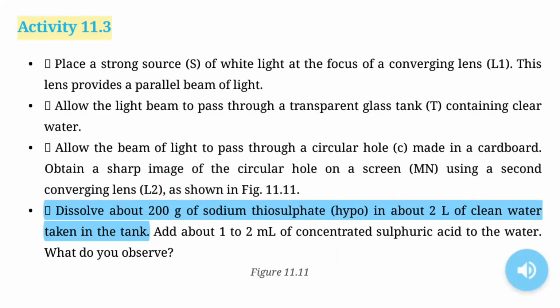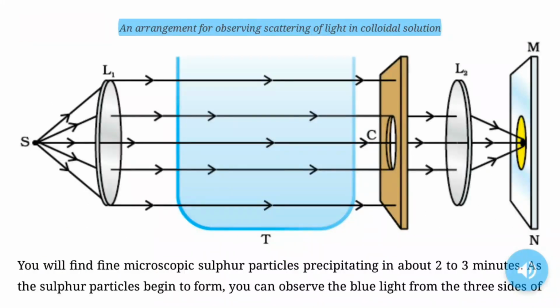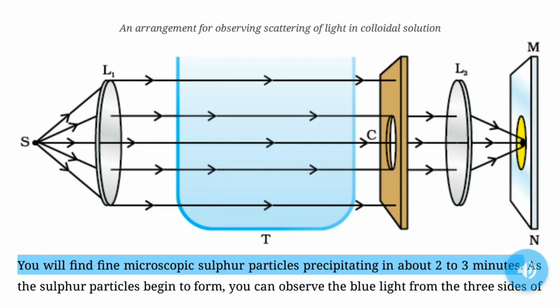Dissolve about 200 grams of sodium thiosulfate (hypo) in about 2 L of clean water taken in the tank. Add about 1 to 2 milliliter of concentrated sulfuric acid to the water. What do you observe? Figure 11.11. An arrangement for observing scattering of light in colloidal solution. You will find fine microscopic sulfur particles precipitating in about 2 to 3 minutes.